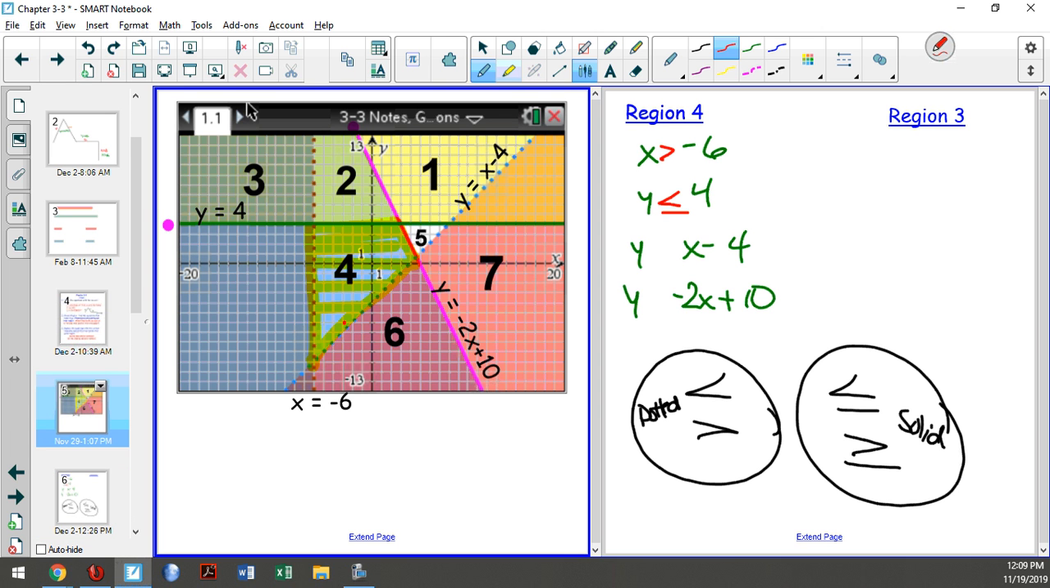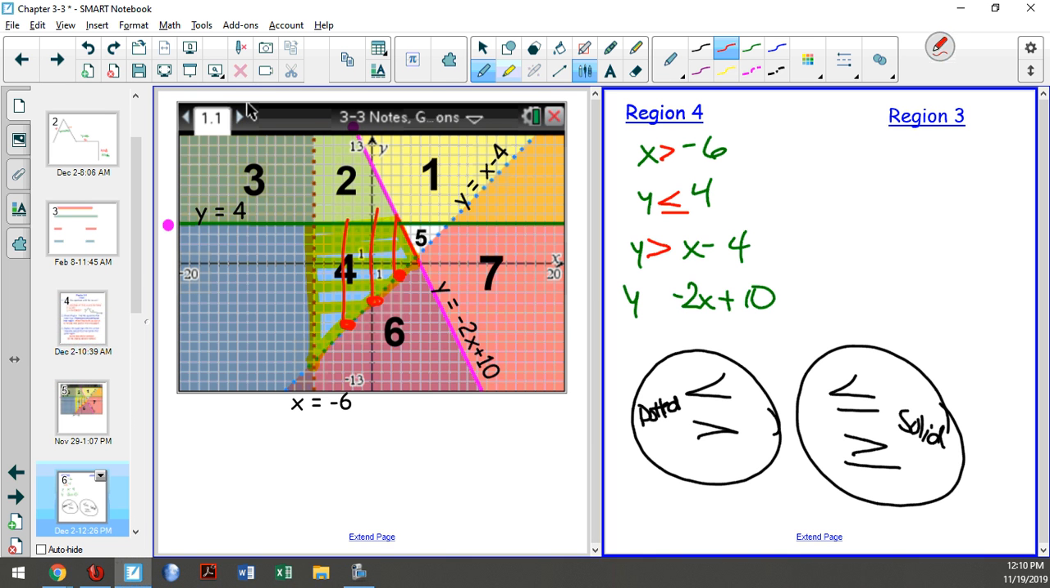How do you know that? Pick a point, and region 4 is above it. Do we all understand that? So this is going to be strictly greater than. Yes? Okay, now, the next one is going to be y equals negative 2x plus 10.